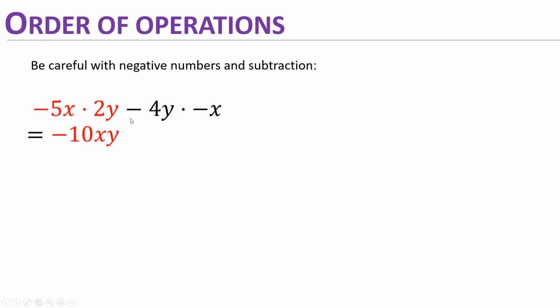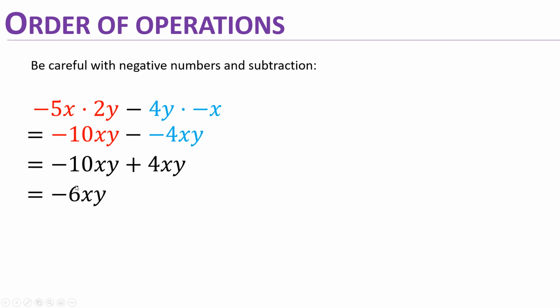Now the first way we can do the rest is by copying the minus sign and then resolving 4y times negative x, which gives us negative 4xy. Subtracting a negative is the same as adding a positive, so we can change these two minus signs into a plus sign, and then negative 10xy plus 4xy gives us negative 6xy.